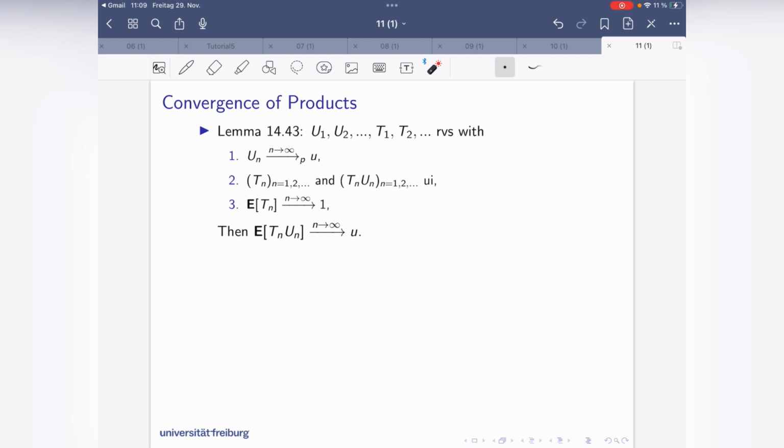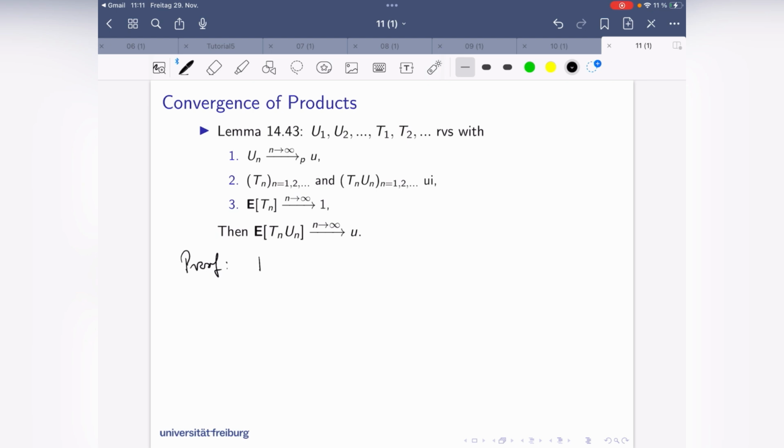Then, okay, Un converges to U and Tn to 1. Then the expectation of Tn Un, okay, Un is close to U anyway, and the expectation of Tn converges to 1, so the expectation of Tn Un converges to U then. How can we show this?